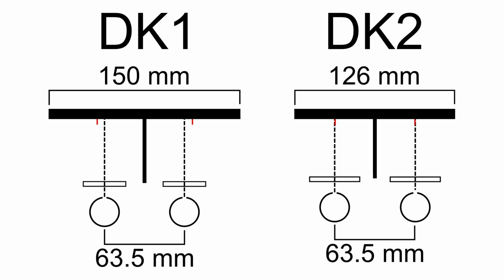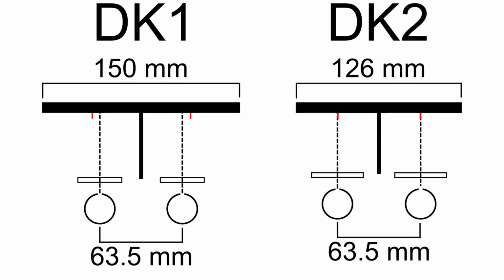So first of all, this is a simple diagram of DK1 and DK2. It is totally to scale. We're viewing it from the top down. And this is the screen size, the lens size, and the position of your eyes relative to the screen. So immediately the first things you can see, the screen on DK2 is quite a lot smaller, the lenses are somewhat larger, and the inner lens separation in both cases is the same, 63.5 millimeters. This is the average interpupillary distance for adults in the United States.